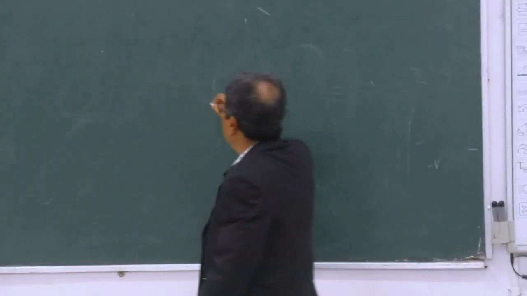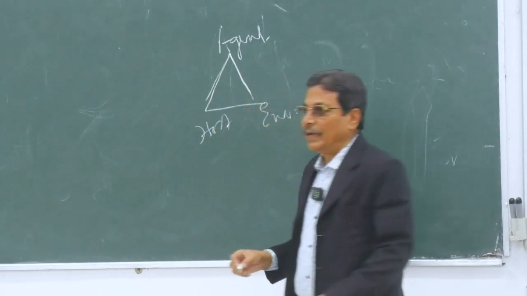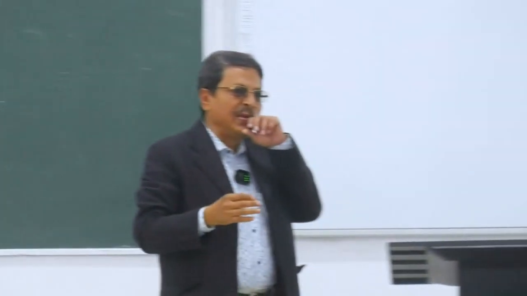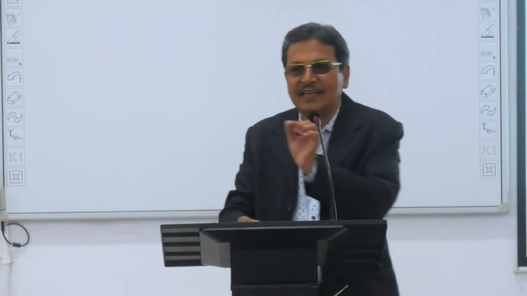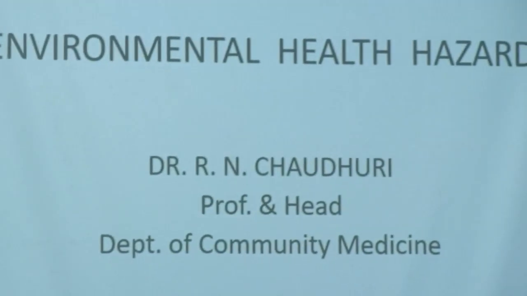Agent, host and environment, which is called the epidemiological triad. It is very, very important. Any type of disease you can explain as the interaction of agent, host and environment. Agent means the disease agent, that may be single or multiple. Suppose in non-communicable diseases, as I have already told you, multiple agents are there, not only cholesterol but hypertension and all those things.